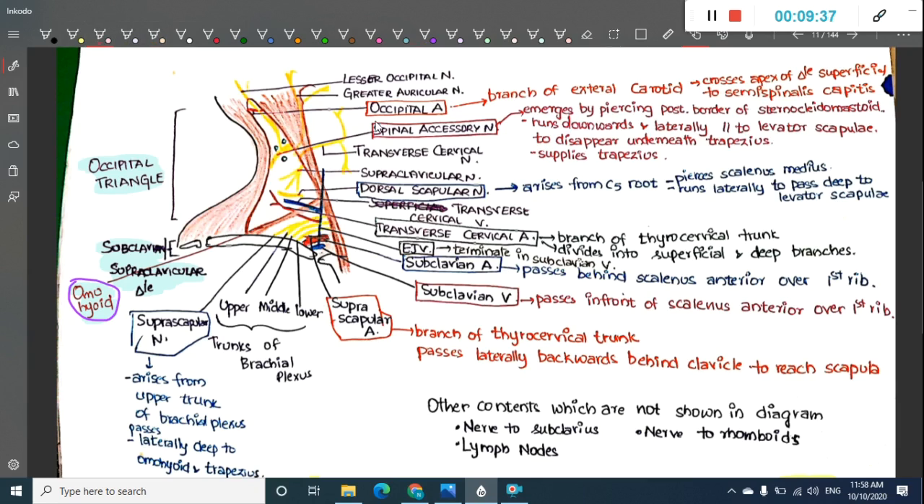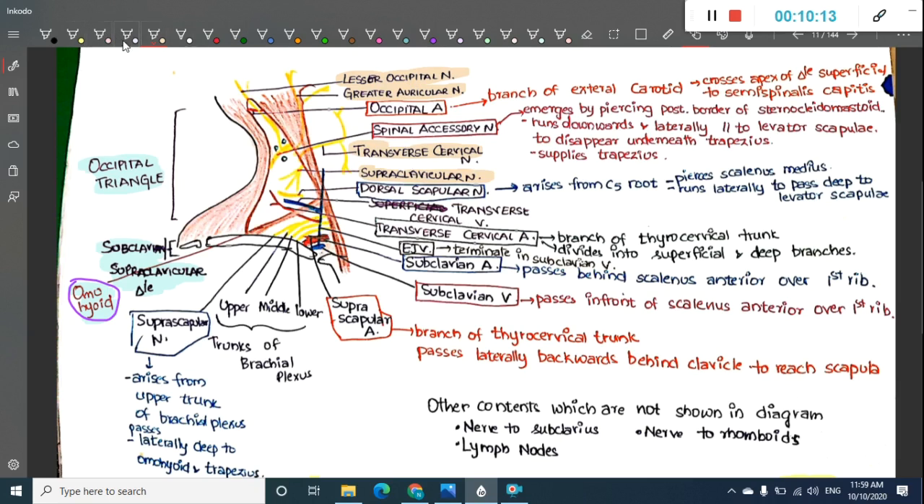I have already shown you some contents. First we will label them. The contents which were already dealt with are the lesser occipital nerve, greater auricular nerve, transverse cervical nerve, and supraclavicular nerves. These were already dealt with. So now we will see the rest.